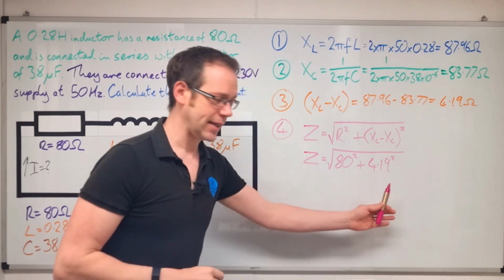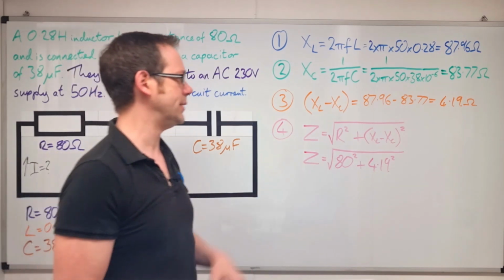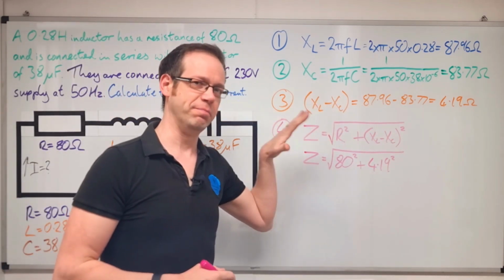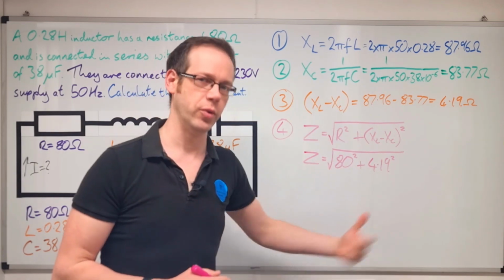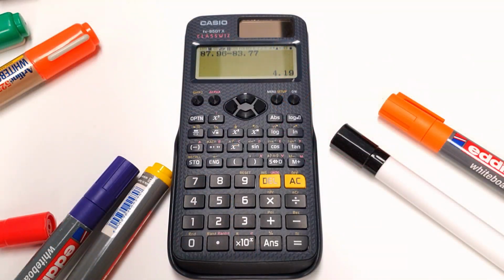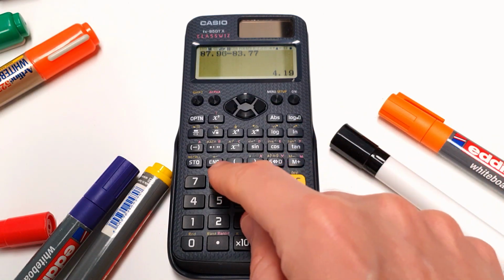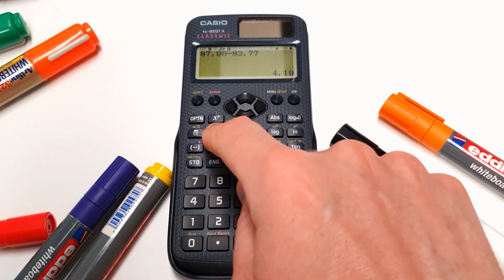So now we put that into the calculator. Again, I always like my learners to map out every single stage of this, so I'd get them to show what 80 squared was and 4.19 squared is. But in the exam, the marking criteria shows it's acceptable to just jump straight into this bit. So let's put this into the calculator because it's quite nice.